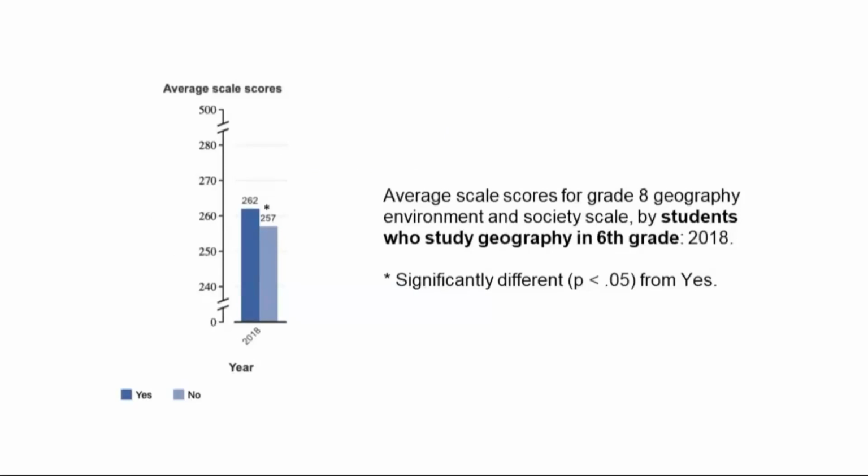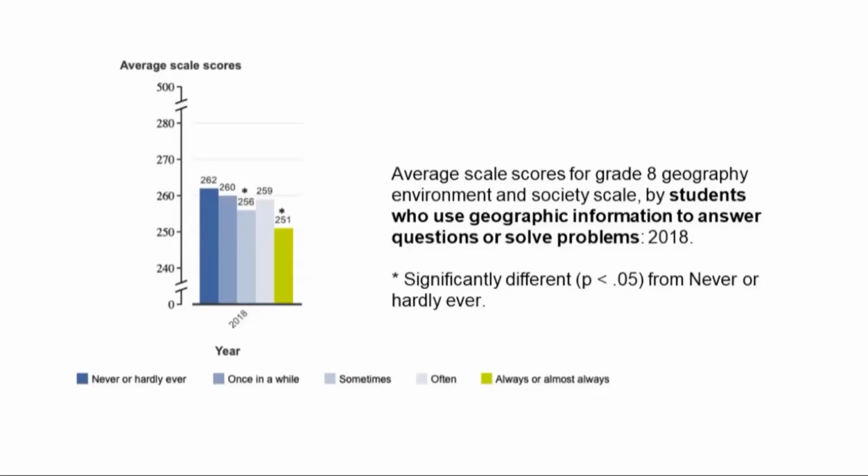Okay, so what about instructional factors? Here are 3 examples comparing achievement on the basis of a student's exposure to practices that many would argue are emblematic of effective geography instruction. Inquiry and problem solving are advocated in geography and social studies standards. Here's a chart comparing scores on the basis of how often students use geographic information to answer questions or solve problems. Students who responded never or hardly ever scored significantly higher compared to their peers who responded sometimes or always or almost always, there being an 11-point difference at the 2 extremes.